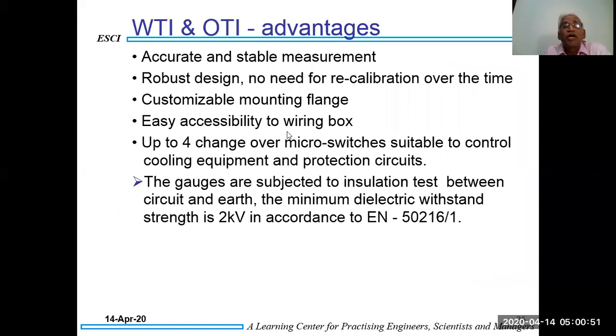Advantages: accurate and stable measurement of temperature, robust design, no need for recalibration over time, customized mounting flange, easy accessibility to wiring, and up to 4 changeover micro switches suitable to control cooling equipment and protection circuits. The gauges are subjected to an insulation test between the circuits and the earth. The minimum dielectric withstand strength is 2 kV in accordance with the regulations.